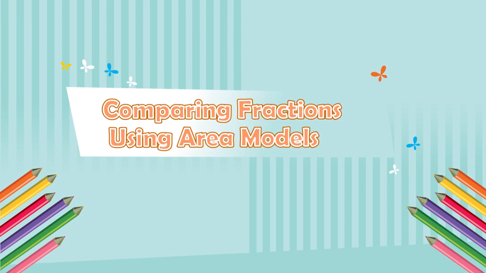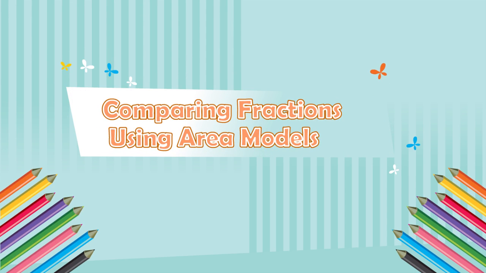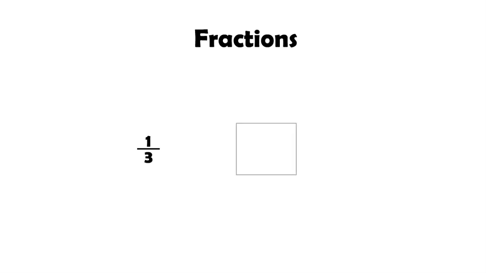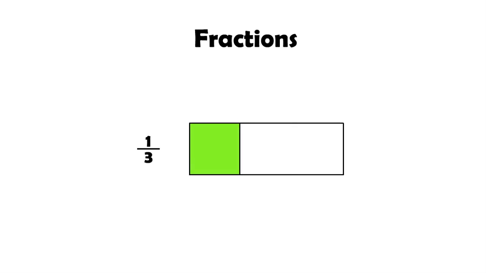Comparing fractions using area models. You learned before about fractions. For example, 1/3 is a fraction that represents one part of a whole made up of 3 equal parts.